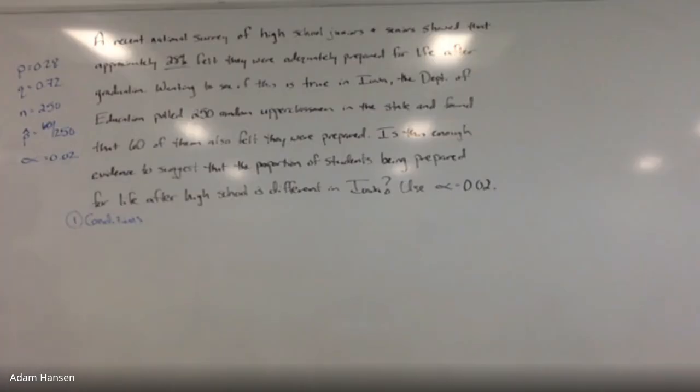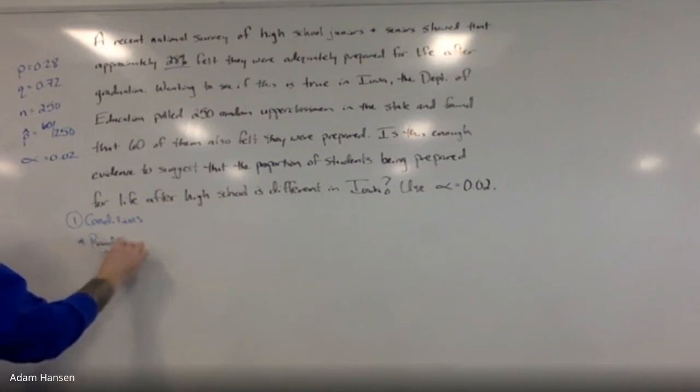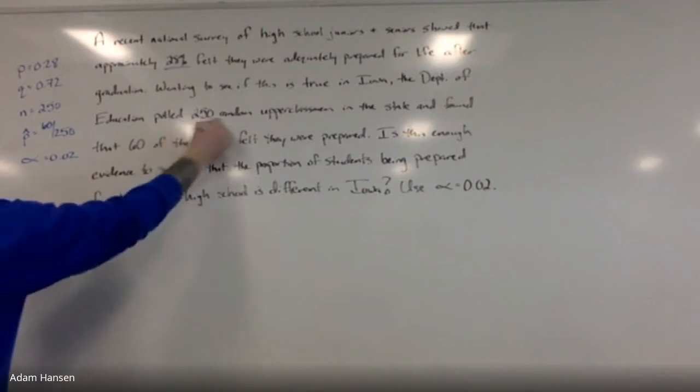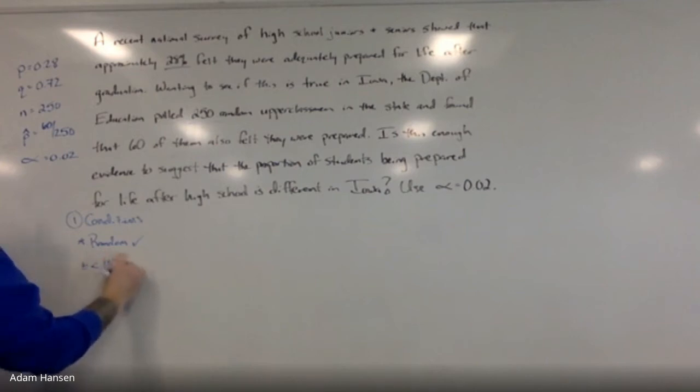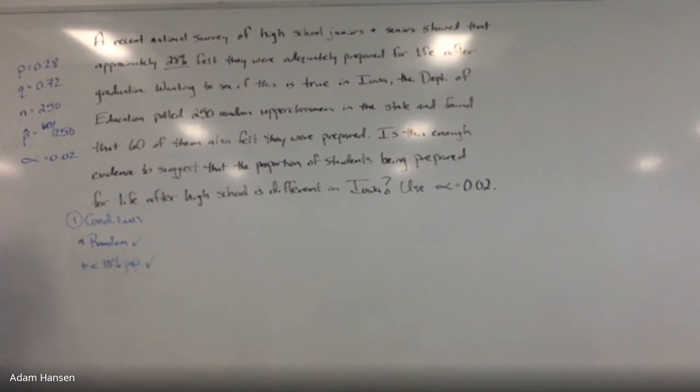Our normal model for proportions? Random. It's gotta be random. It's just a random sample. Is 250 students polled less than 10% of all upperclassmen students in Iowa? Yes. I hope so. So each sample is independent because it's not a big enough proportion of the entire population.